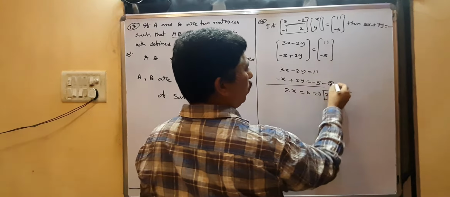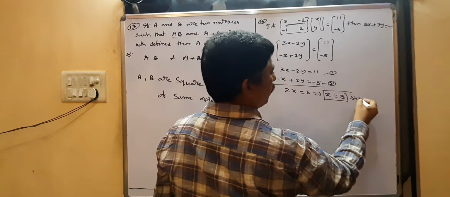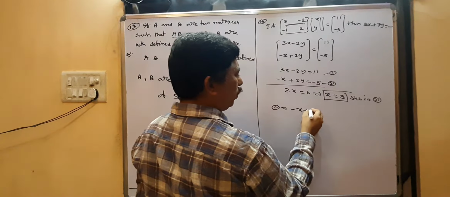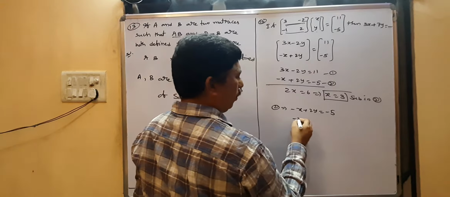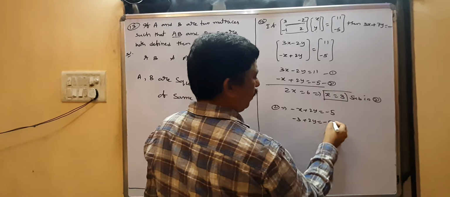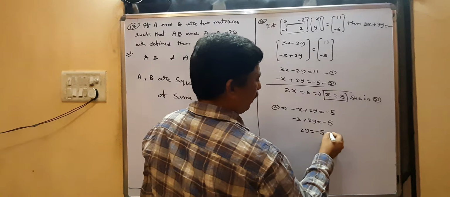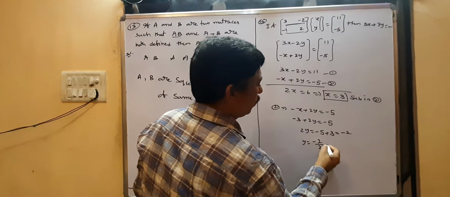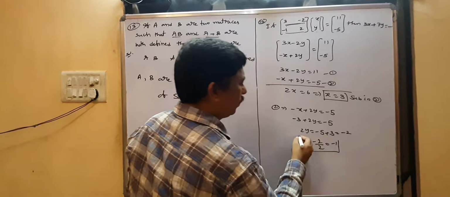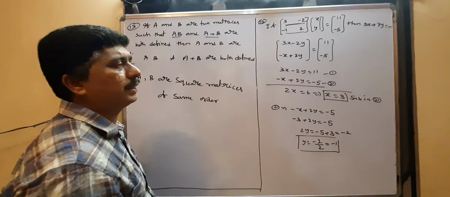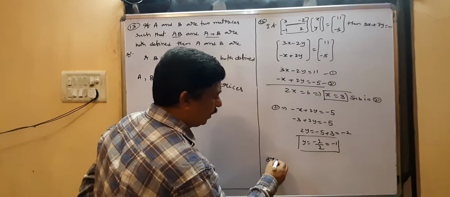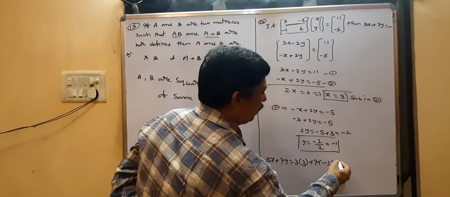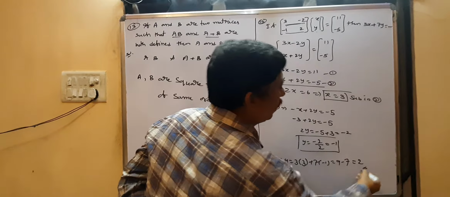Substitute in equation 2. Equation 2 is minus x plus 2y equal to minus 5. Minus 3 plus 2y equal to minus 5. 2y equal to minus 5 plus 3, that is minus 2. So y is minus 2 by 2, that is minus 1. They asked to find 3x plus 7y. Therefore 3x plus 7y is 3 into 3 plus 7 into minus 1, that is 9 minus 7, equal to 2, is the answer.